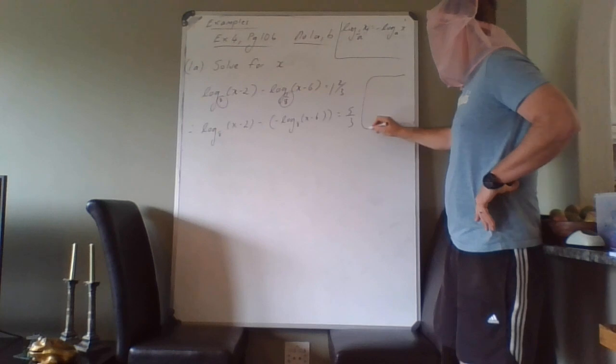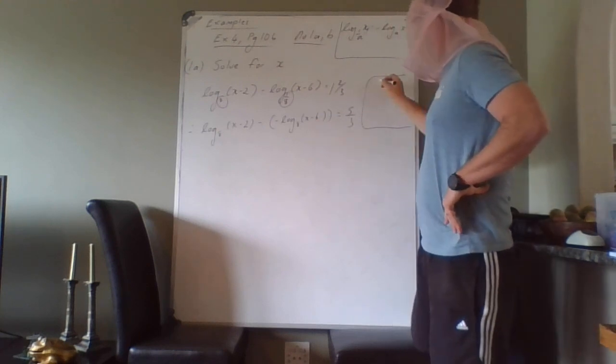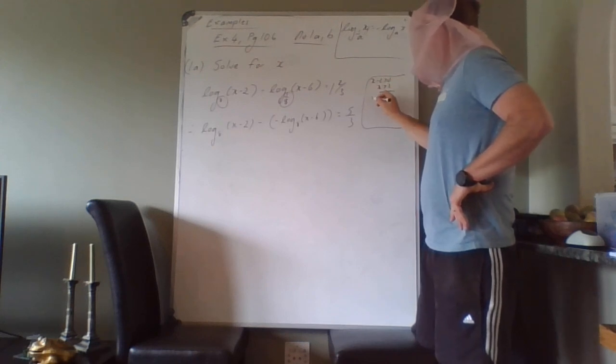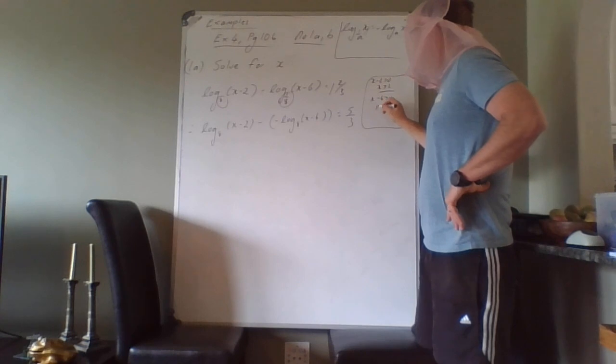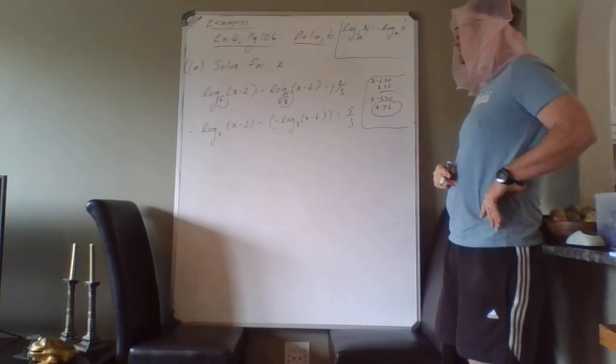Well, straight away we're solving a log equation. Okay, we should put our restrictions down. So x minus 2 must be bigger than 0, so x has to be bigger than 2. And likewise, x minus 6 has to be bigger than 0, so x has to be bigger than 6. So overall, x has to be bigger than 6.